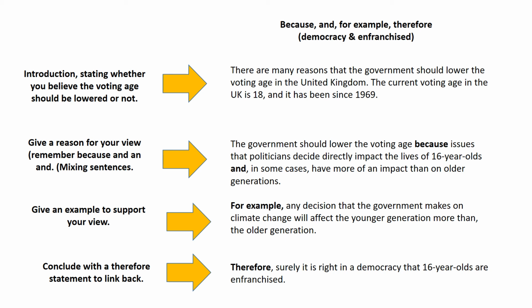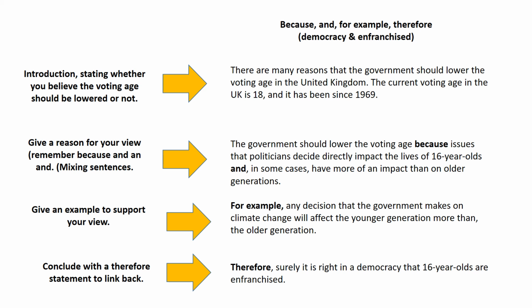Then I want to give you a reason. So why do you believe that? And remember, when we're talking about why we believe something, it's always good to use because. So that's a subordinating conjunction. Why? Because. So the government should lower the voting age because issues that politicians decide directly impact the lives of 16-year-olds, and in some cases have more of an impact than on older generations. You'll see there I've used an and as well because I want to mix up my sentence types.